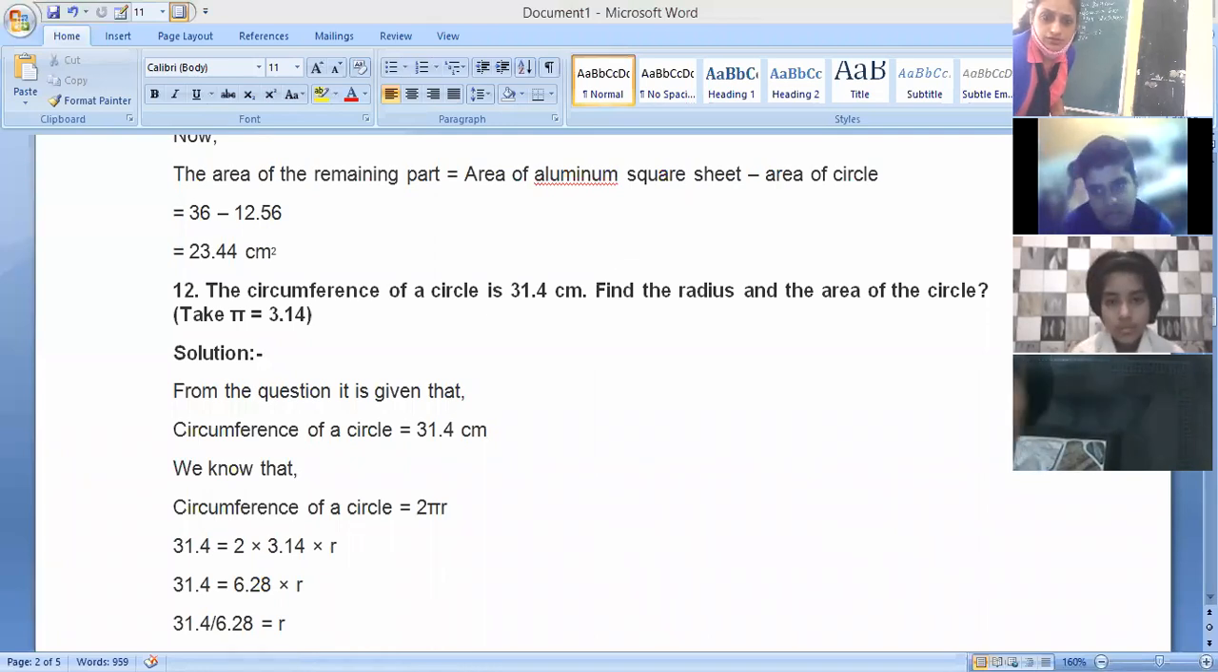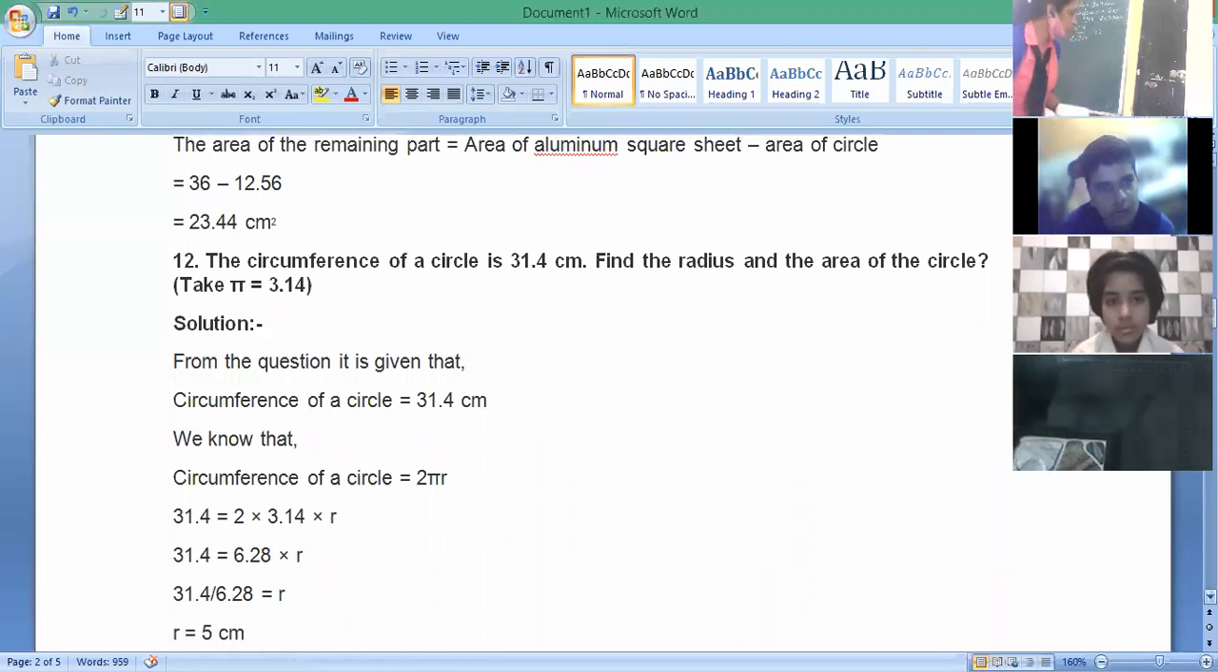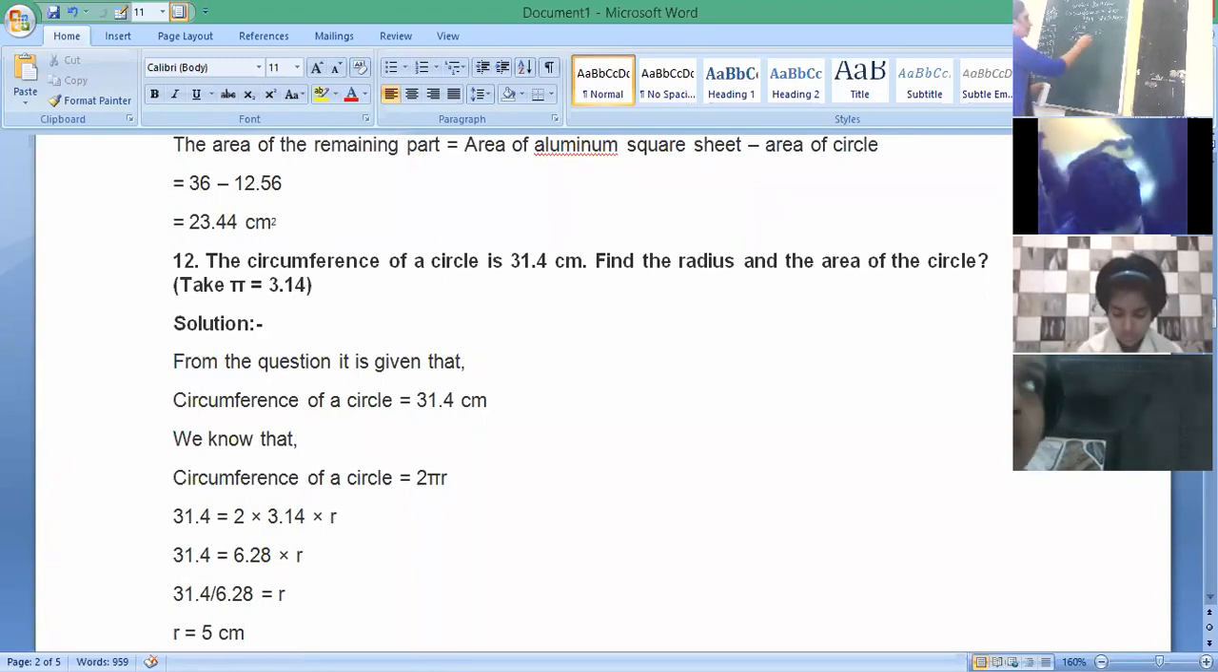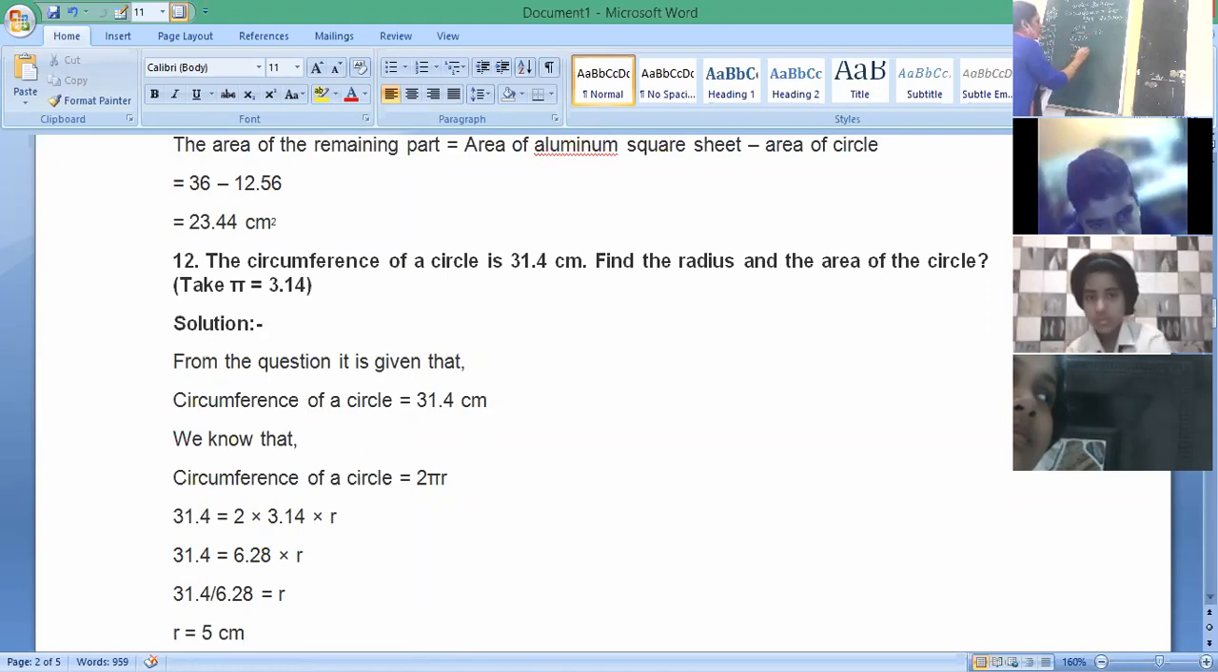Six point. Beta, you have to divide it also, na? 6.28 or 26. Yes. 31.4 divided by 6.28 is equal to radius.